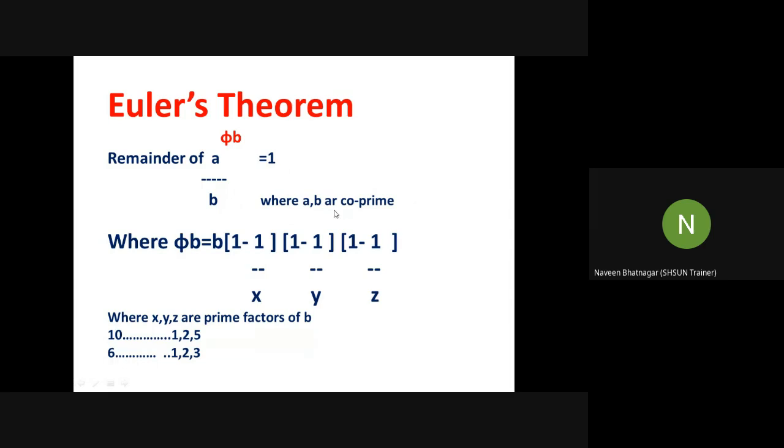So what I'm going to do in this question, I'm going to express this function like this: b into (1 minus 1 upon x), (1 minus 1 upon y), (1 minus 1 upon z), where x, y, z are just the prime factors of b. Like for 10, the prime factors are 1, 2, and 5. For 6, prime factors are 1, 2, and 3. If I'm taking the number as 10, it will be (1 minus 1 upon 1), (1 minus 1 upon 2), (1 minus 1 upon 5). If I'm writing function of 6, it will be (1 minus 1 upon 1), (1 minus 1 upon 2), (1 minus 1 upon 3). So x, y, z are nothing but the prime factors of the number by which we are dividing.